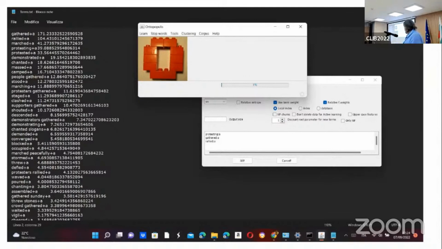We gave three words which are actions about protest: protesting, gathered, and rallied. What we have found is interesting, because we found things like chanted, masked, camped, which have nothing to do with it, but they're still actions which are used during protest. Also staged protest. Descended, I'm not sure about descended, but shouted and chanted slogans.